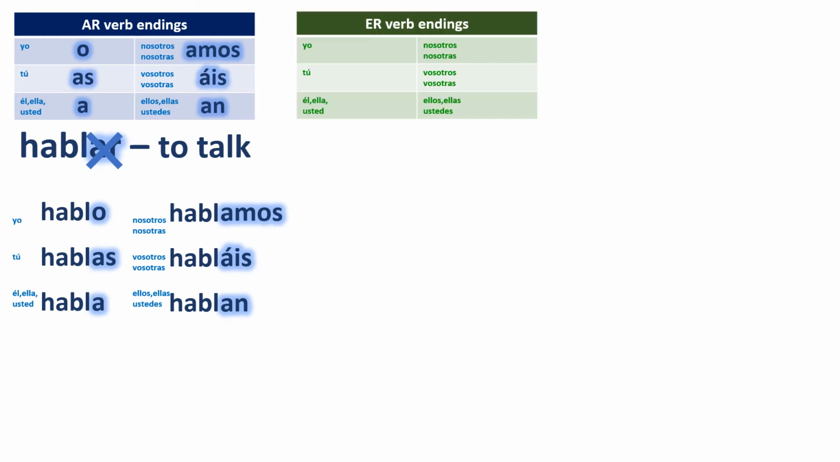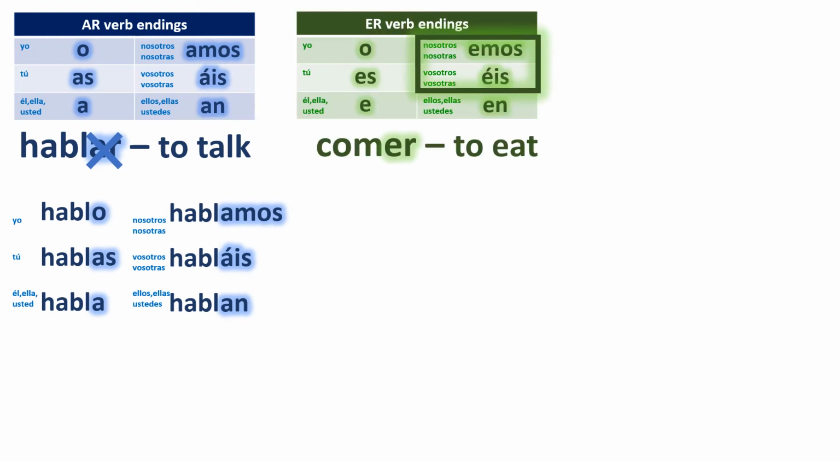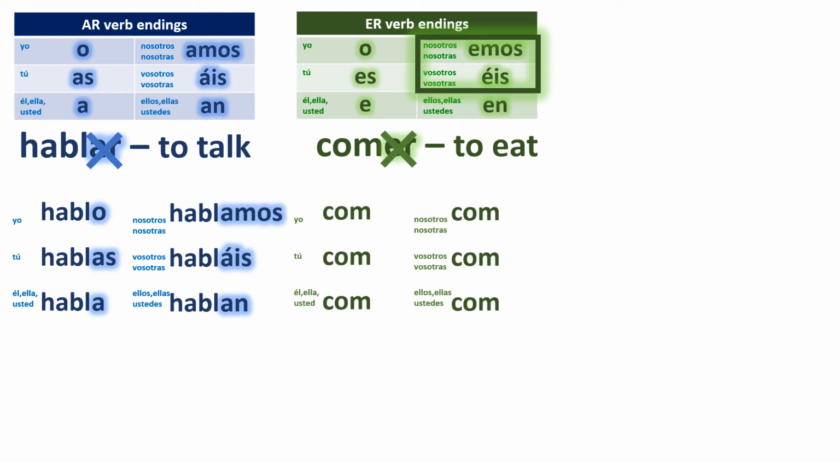Now, let's look at some ER verbs. Comer is an ER verb because it ends in ER. Comer means to eat. The first step to conjugating the verb comer is to take off the ER. Now you have your stem or your root. The stem or the root of comer is com. Now we know we can apply com to all of these forms. This is the eat part.